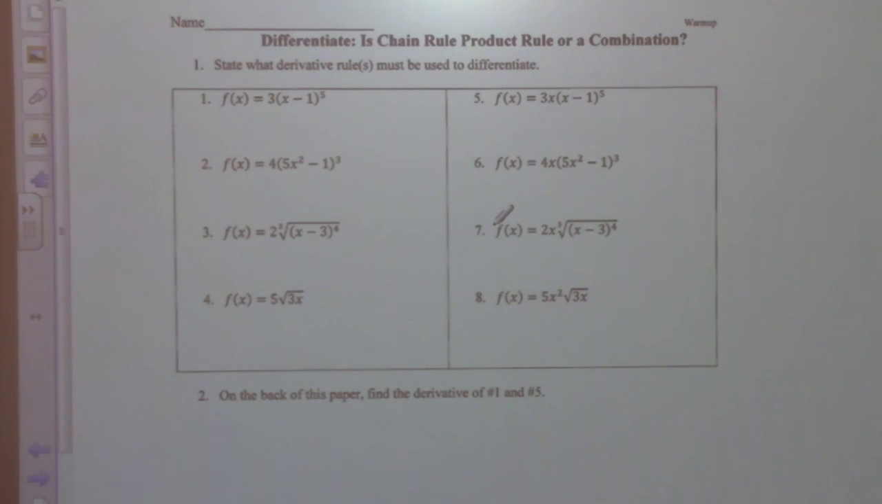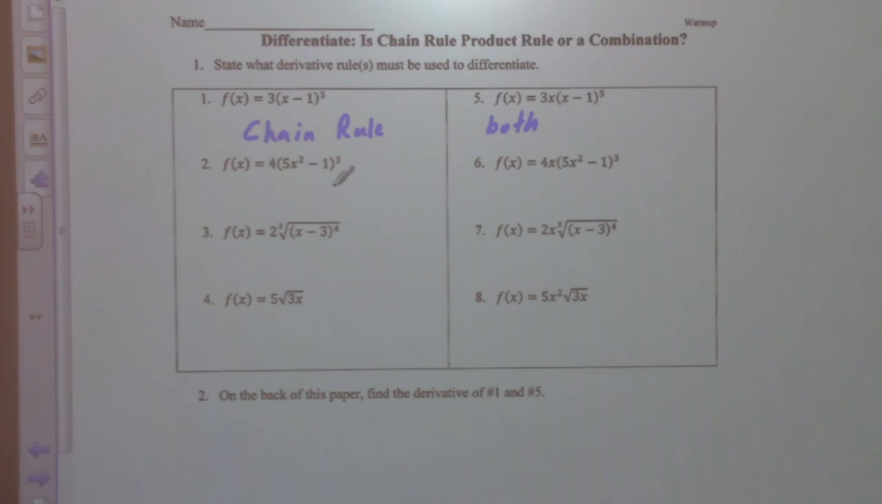Chain rule or product rule or both? Chain rule. Just chain rule? I'm thinking chain rule. And then if we have this one over here, what is this going to be? Product. Yeah, product, but we still have to have the chain rule, so this would be both, right?